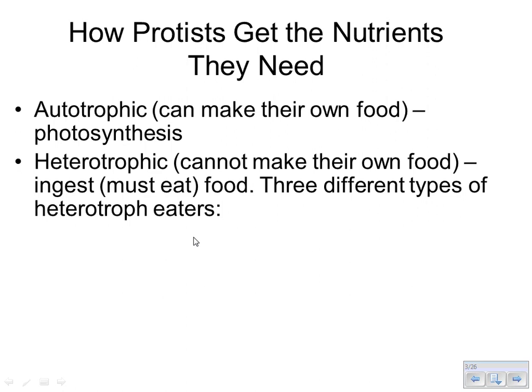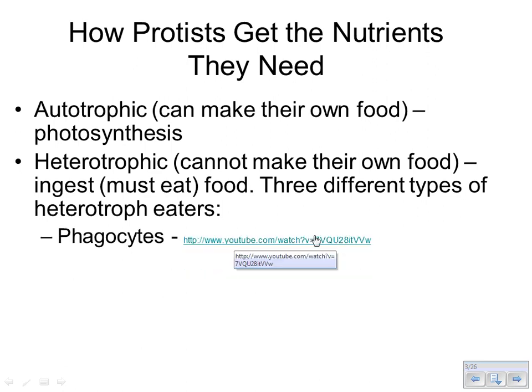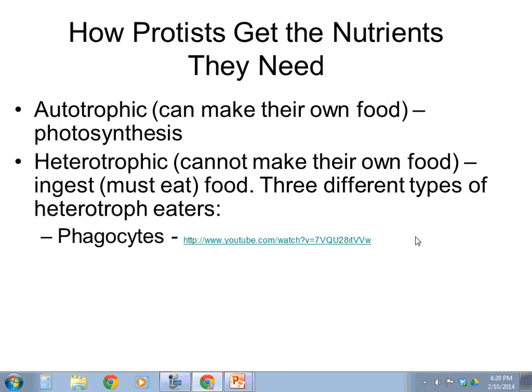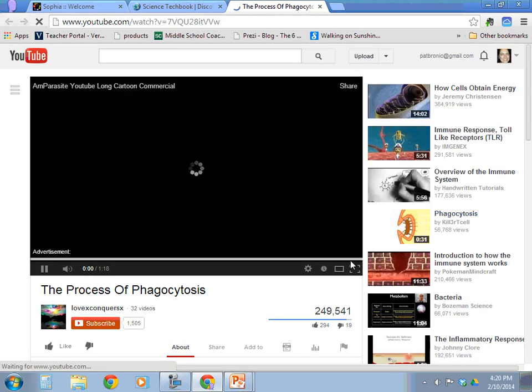There are actually 3 different types of heterotrophic eaters. They are phagocytes, which eat by engulfing things, and some of you might remember endocytosis that we did last semester.